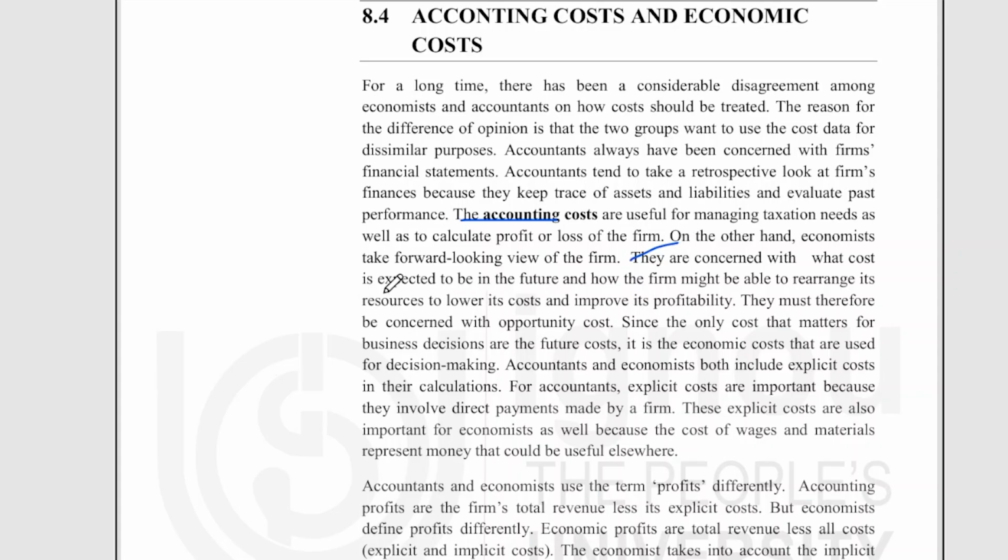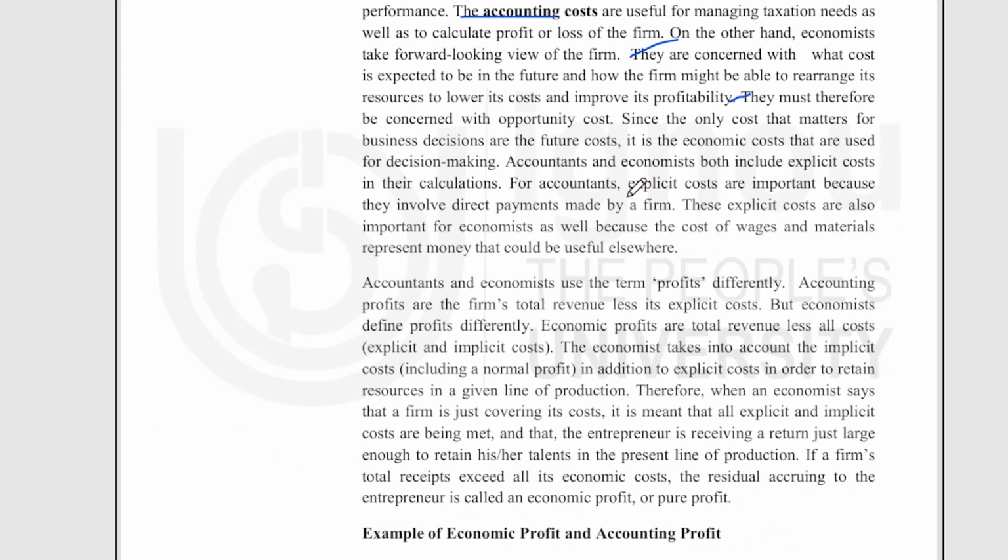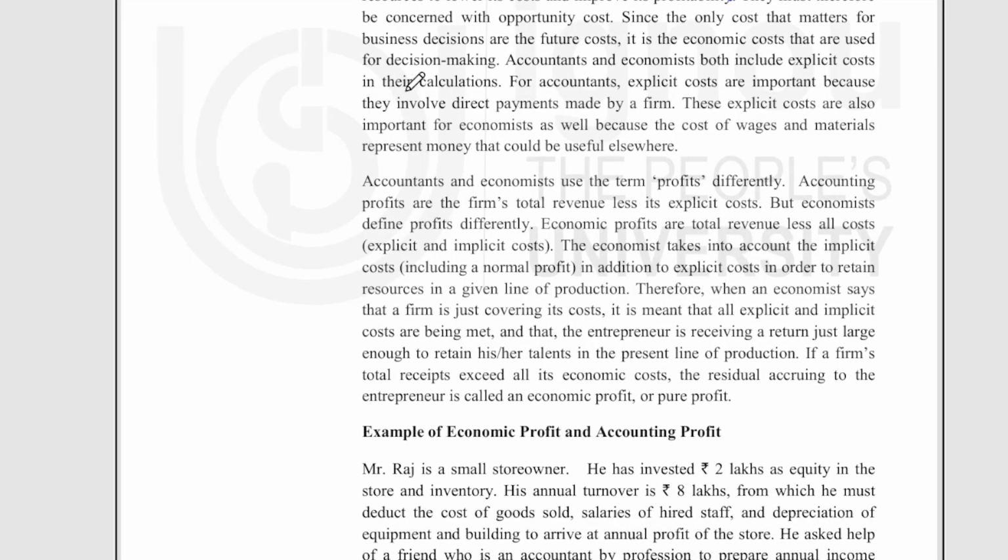They are concerned with what is expected to be in the future and how the firm might be able to rearrange its resources to lower its cost and improve its profitability. And they must therefore be concerned with opportunity cost. Since the only costs that matter for business decisions are the future costs, it is the economic costs that are used for decision making, and accountants and economists both include explicit costs in their calculation.